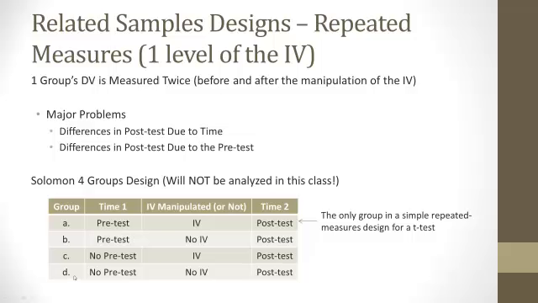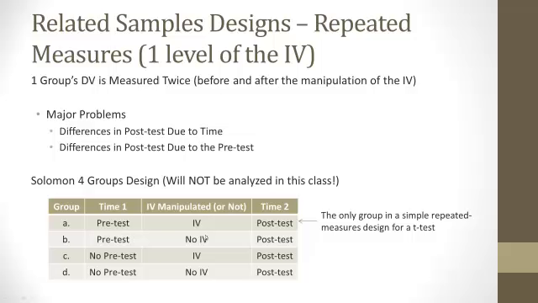And then the fourth group, they don't receive a pre-test. They get no manipulation of the independent variable. Essentially, the only thing that they get is they have their dependent variable measured at time 2, and that's the only thing that they experience. So the reason that all 4 of these groups are important is because you can look to see if maybe differences in the post-test are due to time, or differences in the post-test are due to the pre-test and not due to the independent variable.